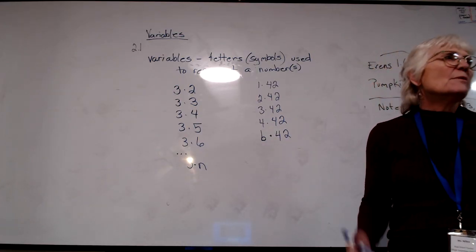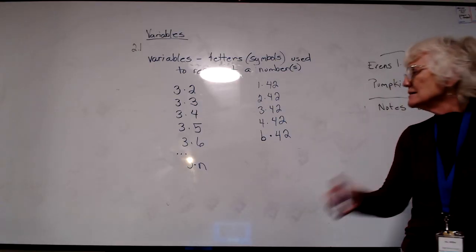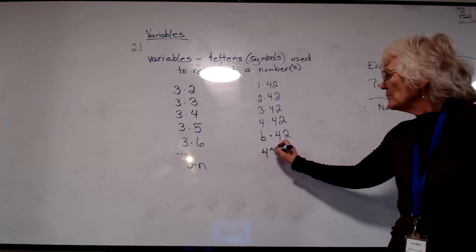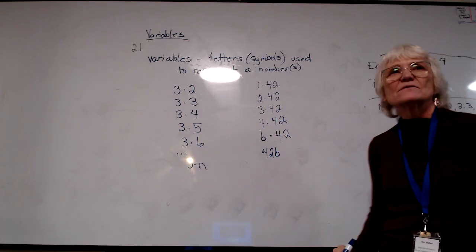Now remember, we can multiply any way. So 42B is another way of looking at it.